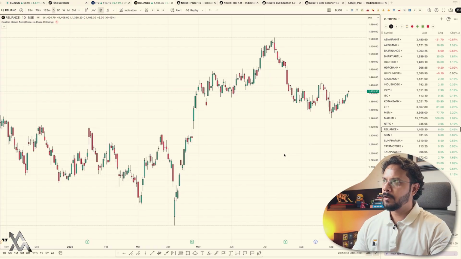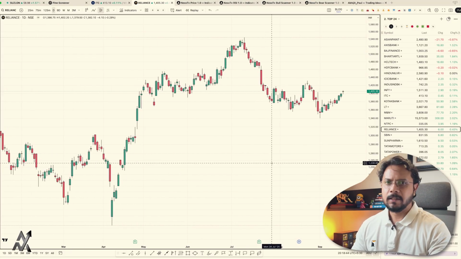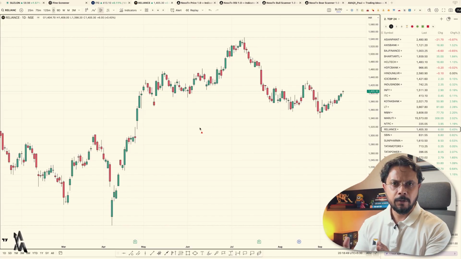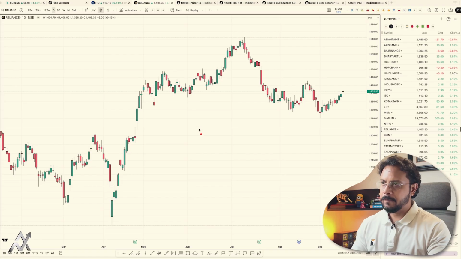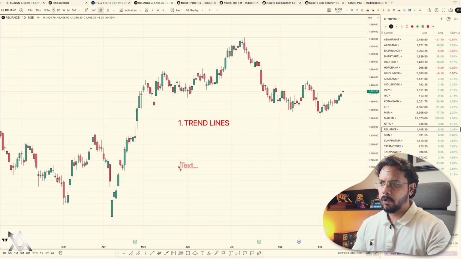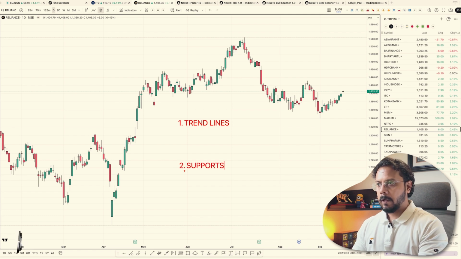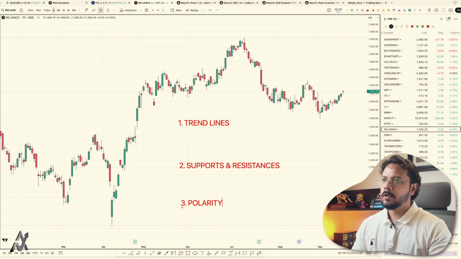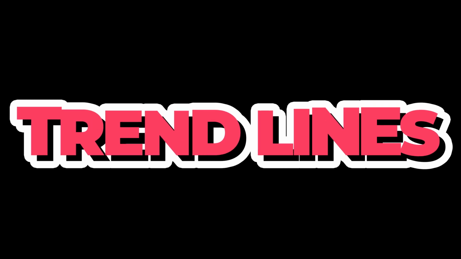Here we are. As you can see, I have the daily chart of Reliance Industries plotted over here. It's a basic candlestick chart. And we're going to break this video into 3 parts. In the first part, let's talk about trend lines. And then in the next part, we will talk about supports and resistances, and their usefulness. And the third part of this video, we're going to talk about the concept of polarity. So let's begin with trend lines.